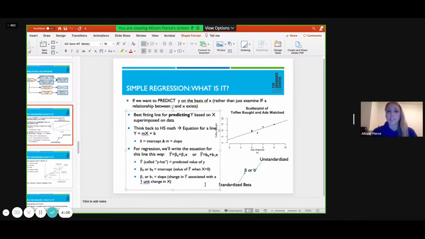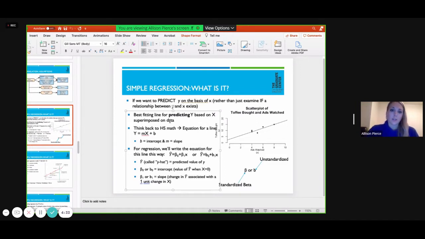So if we want to predict Y on the basis of X, for example, what if I wanted to predict, based on how many ads someone saw, how many cookies they were going to buy? Then rather than just seeing if a relationship exists, we need regression. We're going to start with simple regression, and next week we'll move into multiple regression. For now, we're still just dealing with one Y, one X.